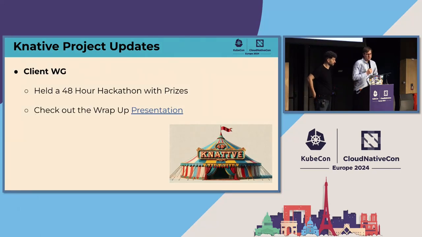The client update. So the client, like I mentioned, is the CLI for Knative and the function stuff. One thing they did in the last quarter was have a 48-hour function hackathon. The structure of that was you set up a whole bunch of issues that were tailored to new users to contribute. And then there was a cool presentation that everyone did afterwards. And it was all distributed and remote.